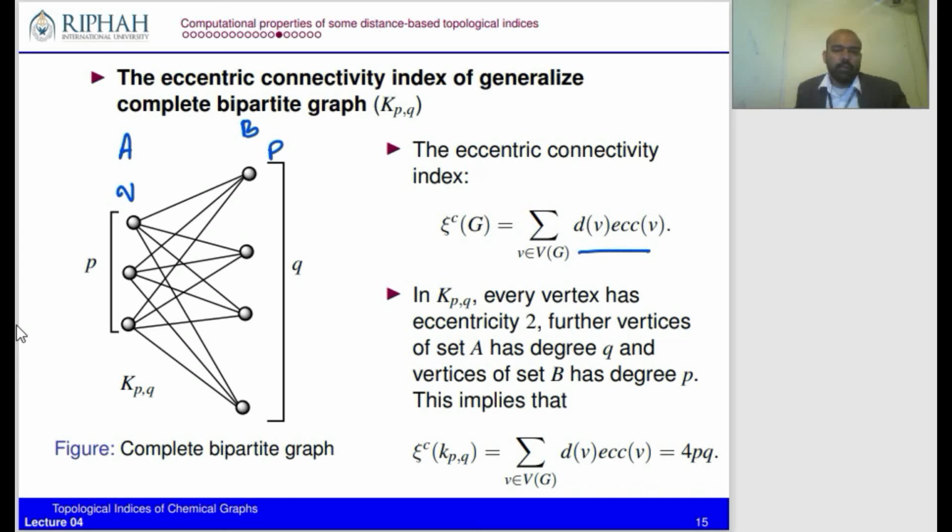So observe that the vertices of A have degree Q, and the vertices of B have degree P. So the eccentric connectivity index is given as 4 into PQ. This is again a simple formula. In K(P,Q) every vertex has eccentricity 2. Further, vertices of set A have degree Q and the vertices of set B have degree P. Putting this information in the eccentric connectivity index, we found the formula of the eccentric connectivity index for complete bipartite graph.